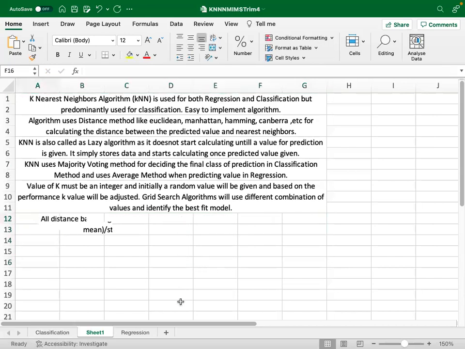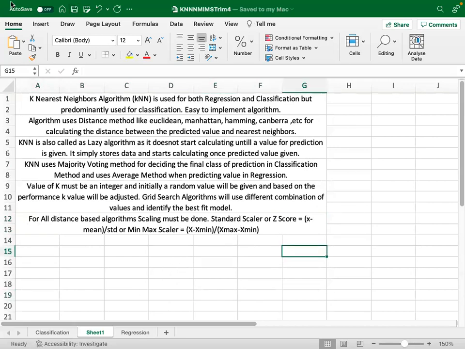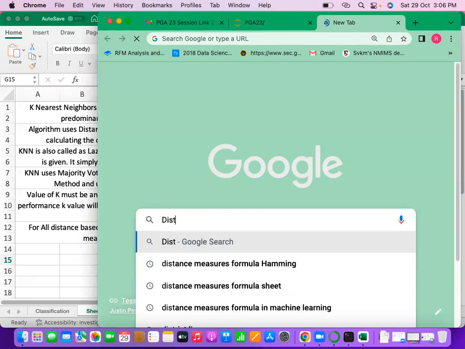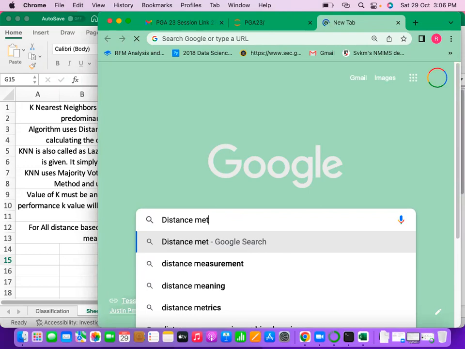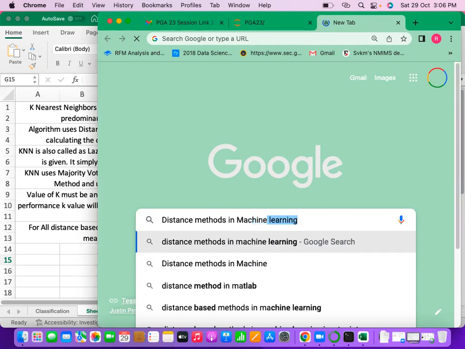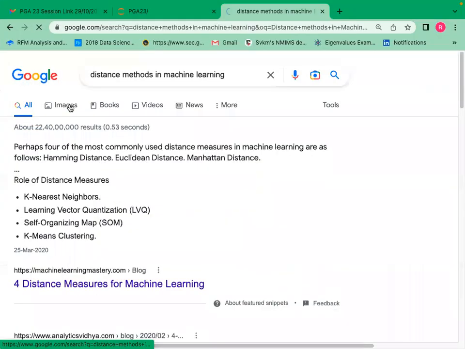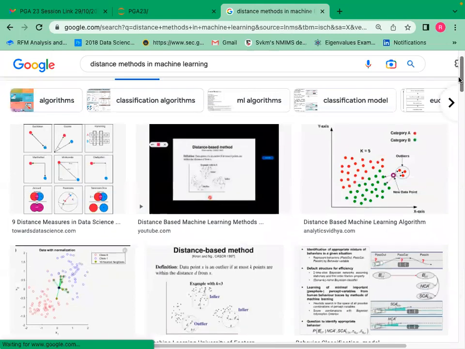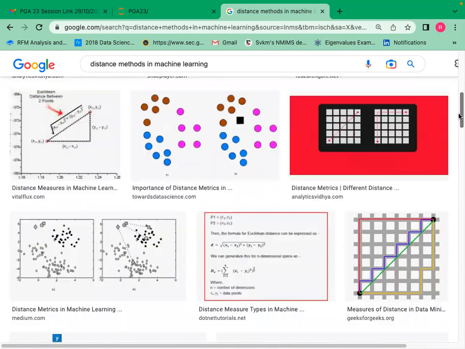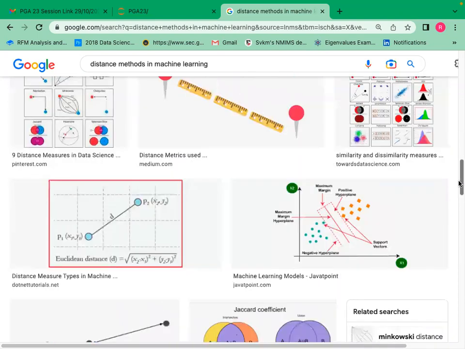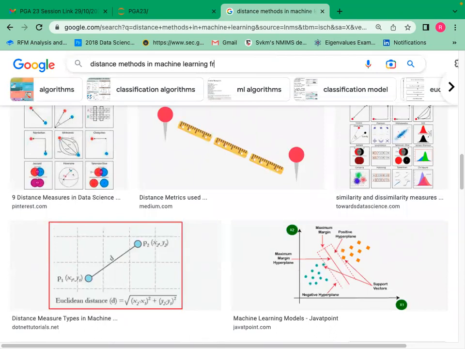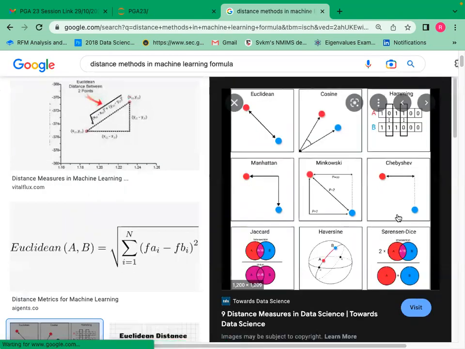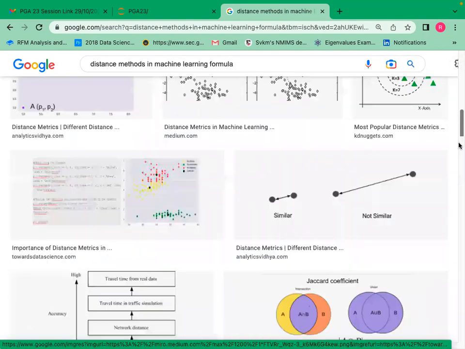Now, if you look at the distance methods, there are many distance methods, but the popular distance methods are these.